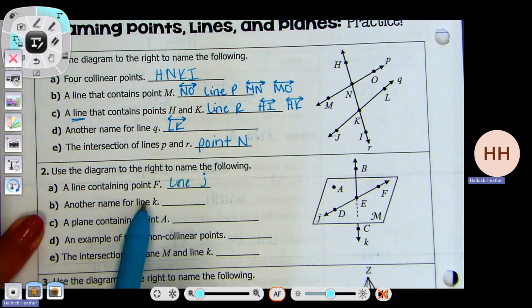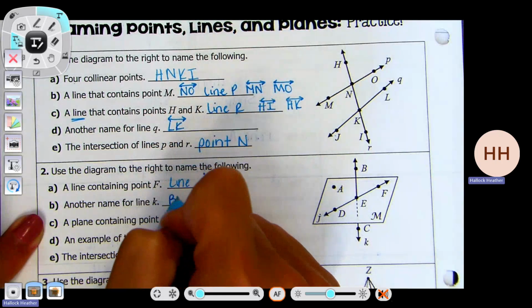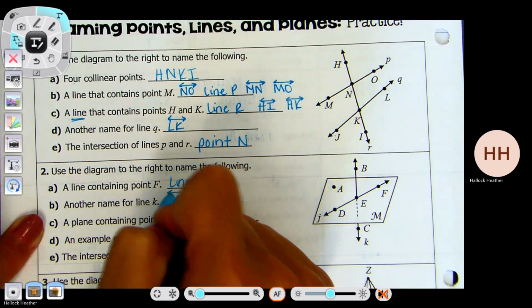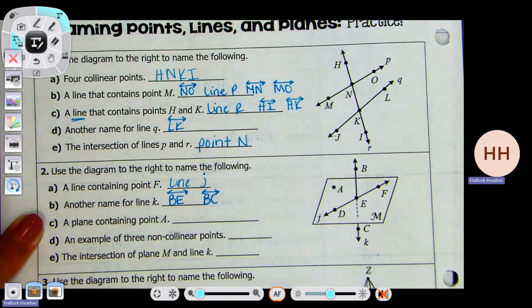Another name for line K. So you could say BE with the little line on top. What else could you say? BC. You could also say CB. Technically, it's totally fine if the letters are backwards. It's not a big deal.